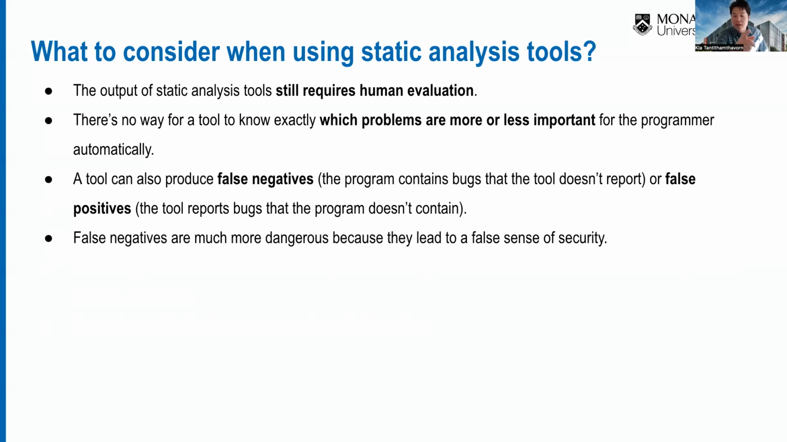For example, the program contains a bug that the tool does not report, right? This is the false negative, they cannot find it. Or the false positive, where the tool reports bugs that the program does not contain. So we should not 100% solely rely on it. We still need a human expert to judge whether this is the right bug or not.